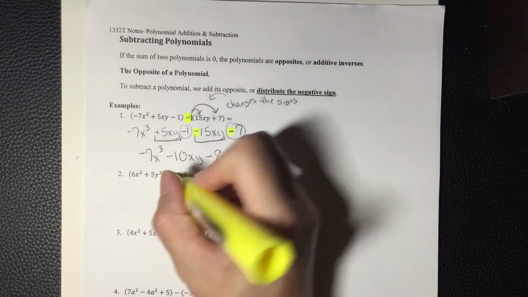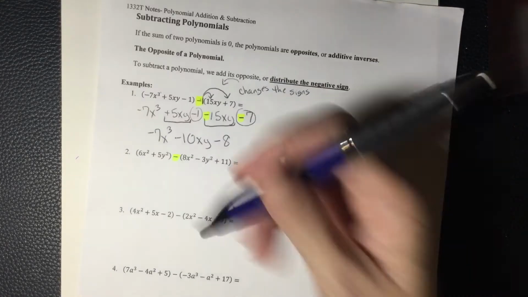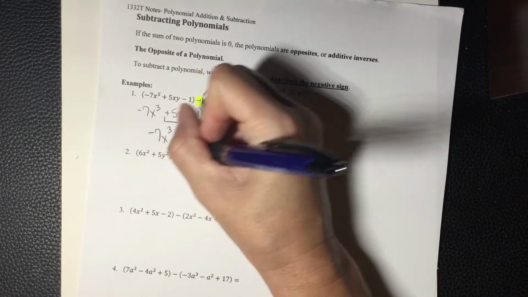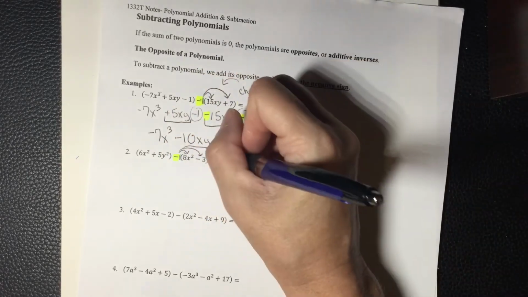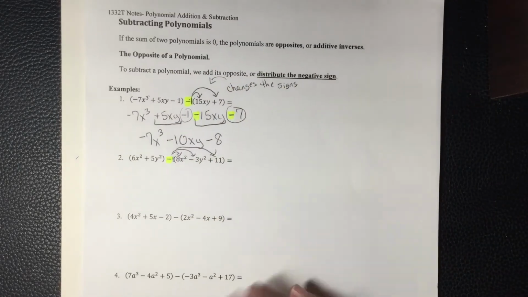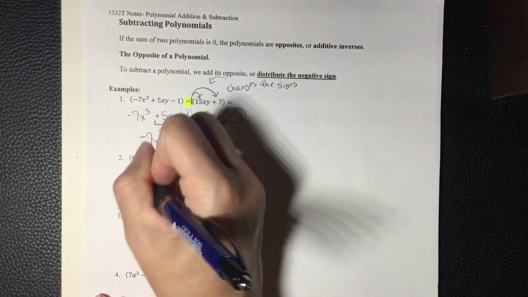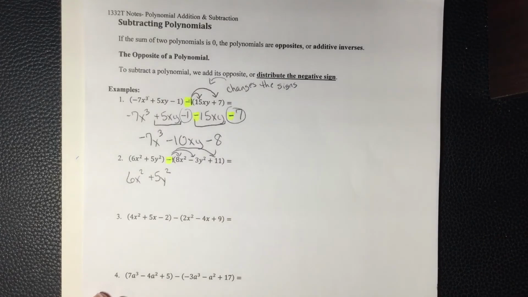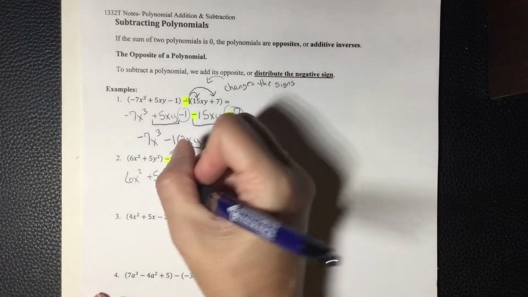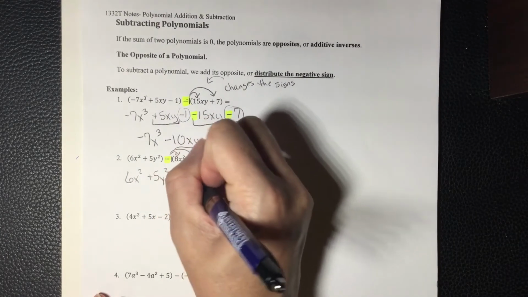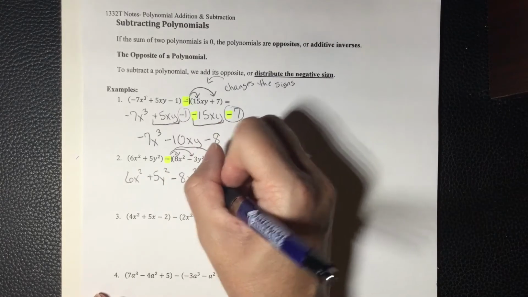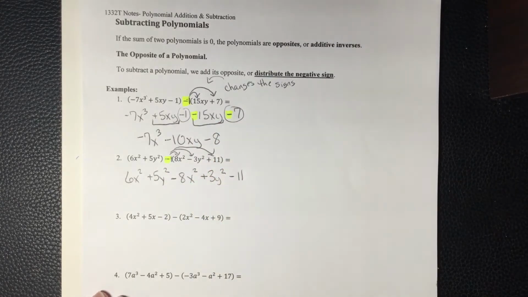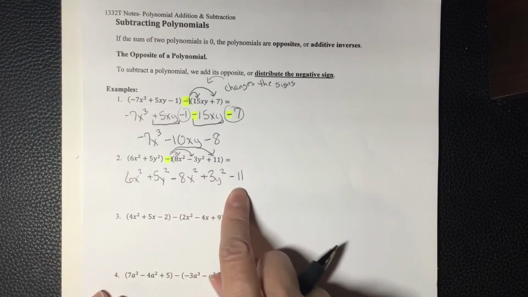Again, when I see that negative, I'm thinking about distributing the -1. Okay, so that's going to change all of those signs in the second set of parentheses. So the first set is going to stay the same, just 6x squared plus 5y squared. But now this is going to become -8x squared plus 3y squared minus 11. So notice 3 sign changes there.